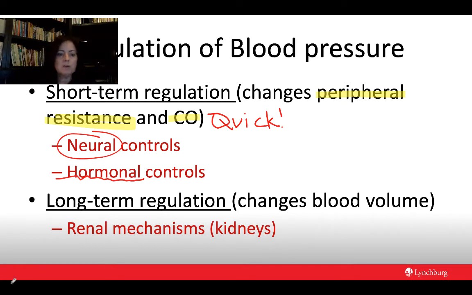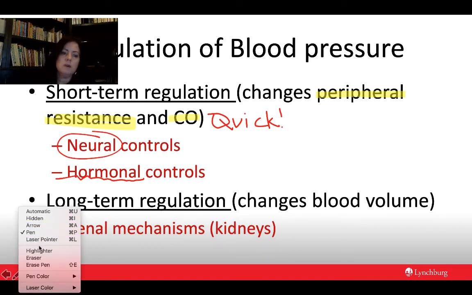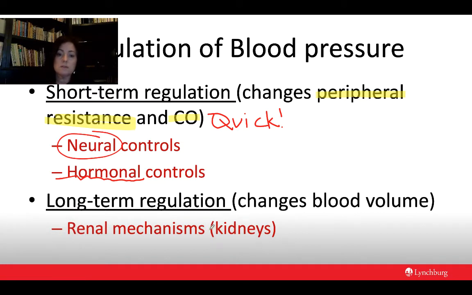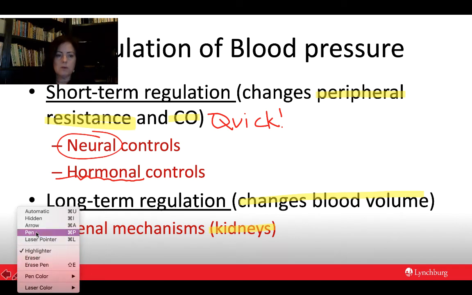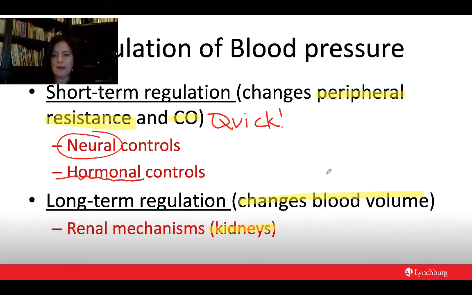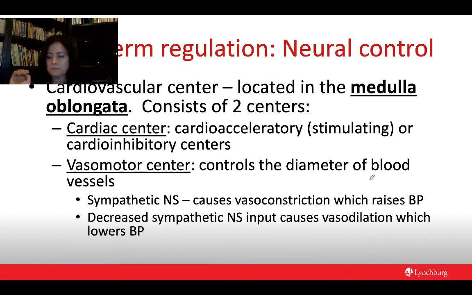And then our long-term regulation is going to be more through the kidneys. Basically, the kidneys are there to adjust blood volume. That's going to be their primary goal. And so what do we know? How much blood do we have? We know we've got about 5 liters, give or take a little bit. Our body wants to maintain that 5 liters, and our kidneys take care of that for us. So we'll talk about that in a second.